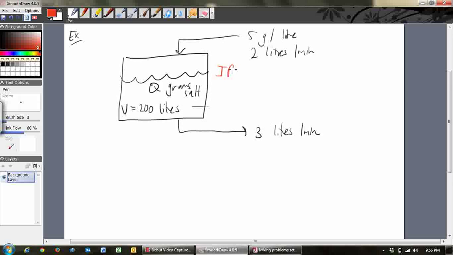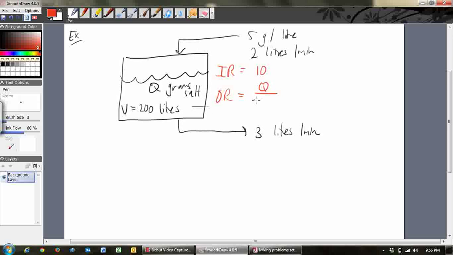Alright, let's have a look at the input rate. The input rate is equal to the concentration times the volume rate, so that's 5 times 2, that's 10. No worries. Output rate is equal to the concentration of what's going out. Okay, what's the concentration of what's going out? Firstly, the mass of what's going out is Q. That's how many grams of salt is in the mixture, divided by the volume. Now what's the volume? Initially it's 200, but what's happening to the volume? Every minute it's losing 1 litre, because 2 is coming in, 3 is going out.